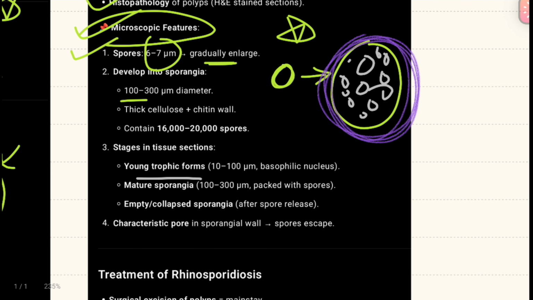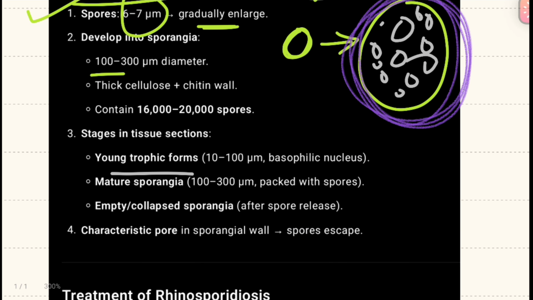Again, different stages are noticed in the tissue sections. The tissue sections may show the young trophic form, or mature sporangia, or collapsed sporangia visualized in the microscope. The young trophic form is usually the immature sporangia, which is small in size, and the endospores are also not matured. So it is a growing form of the sporangia. This young trophic form will convert into mature sporangia, which are larger in size compared to the previous form, and are packed with multiple spores.